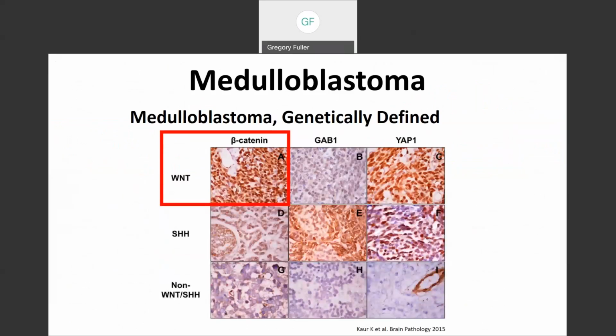Remember this table from Louis and colleagues in Brain Pathology 2015? Upper left, I've identified it there. The Wnt is defined molecularly by aberrant nuclear translocation of beta-catenin. You can see the nuclei are lighting up. Cytoplasm is too, but that doesn't count. The beta-catenin is not nuclear localization in sonic hedgehog-driven medulloblastoma or in the non-Wnt, non-sonic hedgehog-driven. So it's absolutely definitive. All right, that is diagnosis number one.